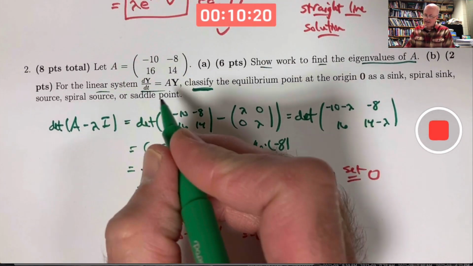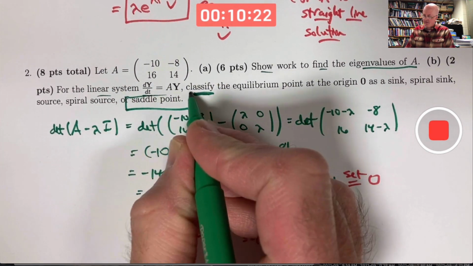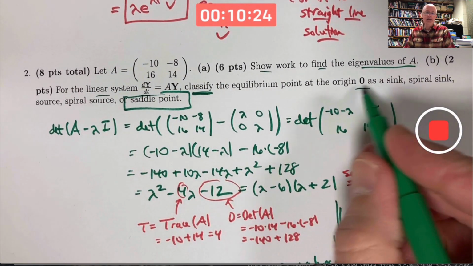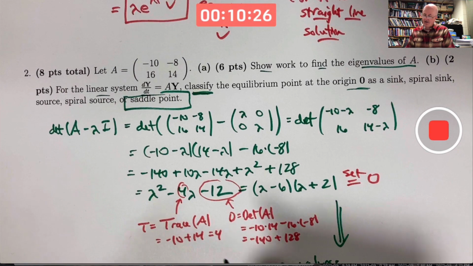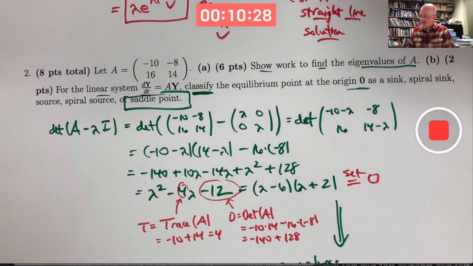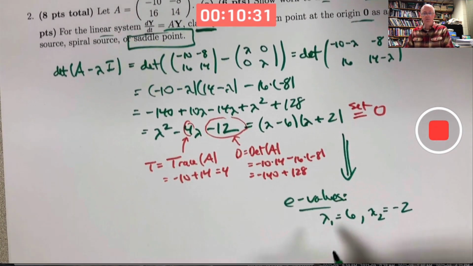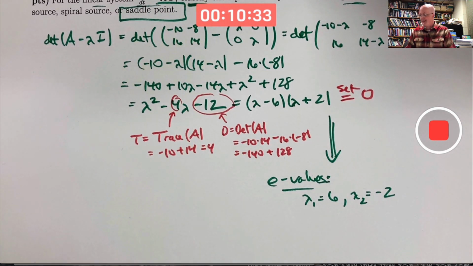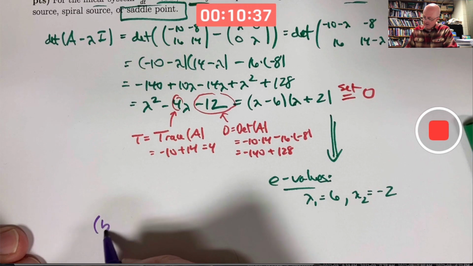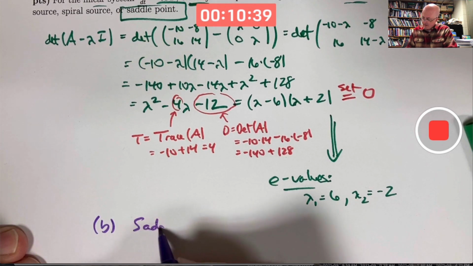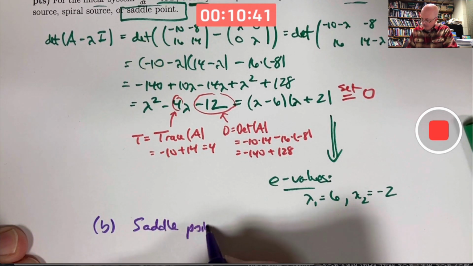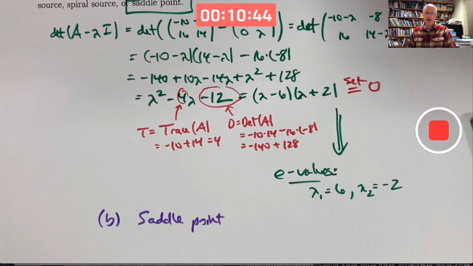And that means the origin is a saddle point. And the origin is the only equilibrium point here because A has a non-zero determinant. And it is a saddle point when you have one positive real eigenvalue and one negative real eigenvalue. The origin is a saddle point. The reason for that we'll get into as we talk about some examples.